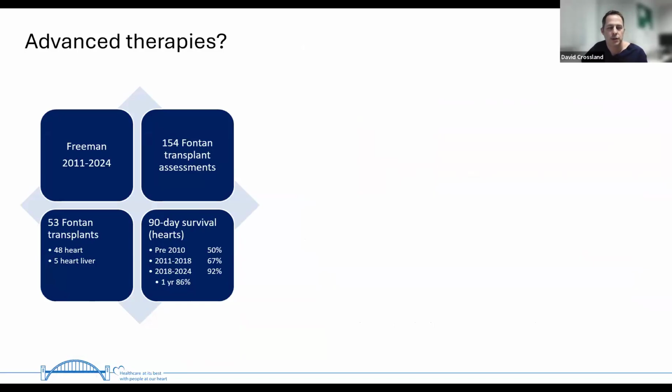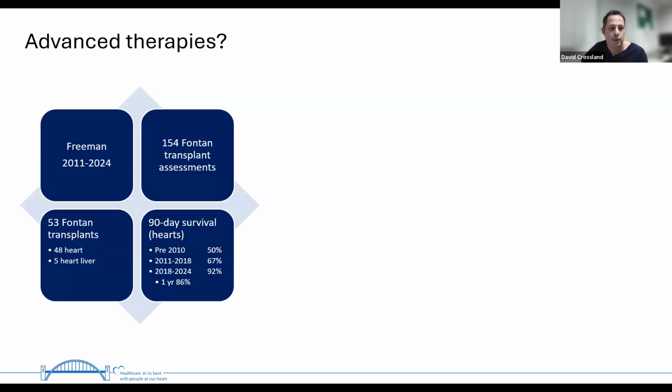Originally, I was going to put a slightly more controversial title to this slide, which was going to be, does your heart failure centre actually do Fontan transplant? And the reason for that is that if you're referring patients to a centre which doesn't offer heart transplant for Fontan patients, the patients are simply going to get turned down for that therapy.